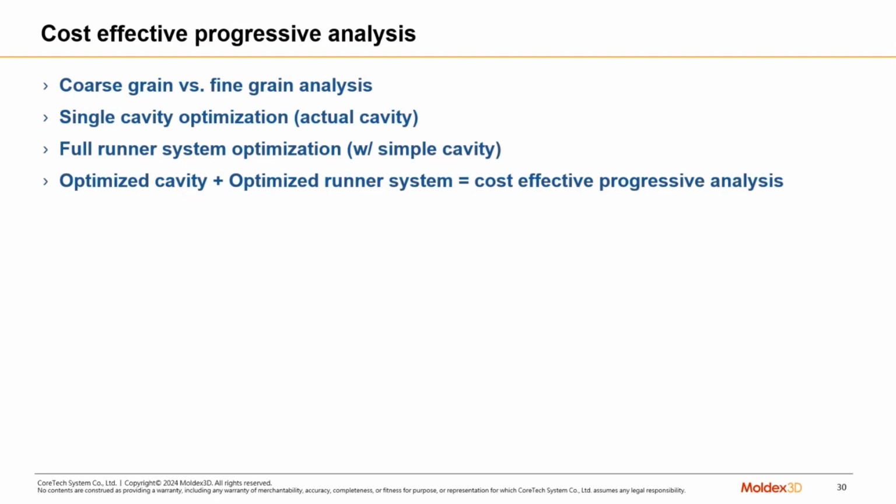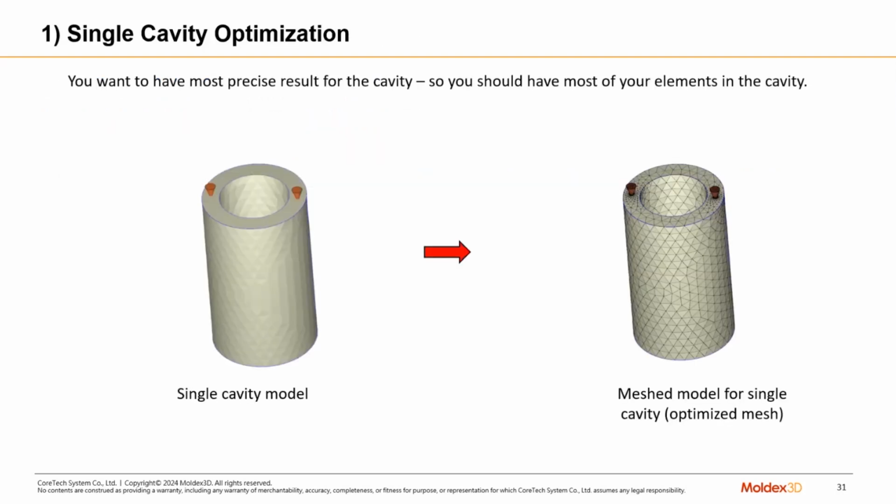So now what we're going to do is talk about cost-effective progressive analysis. What are the different ways you can improve your analysis when it comes to the multi-cavity tool? Coarse grain versus fine grain analysis. We're going to talk about single cavity optimization, considering the actual cavity, and then the full runner optimization with simple cavity, and then connecting both of them, cavity and optimized runner, and running the further analysis.